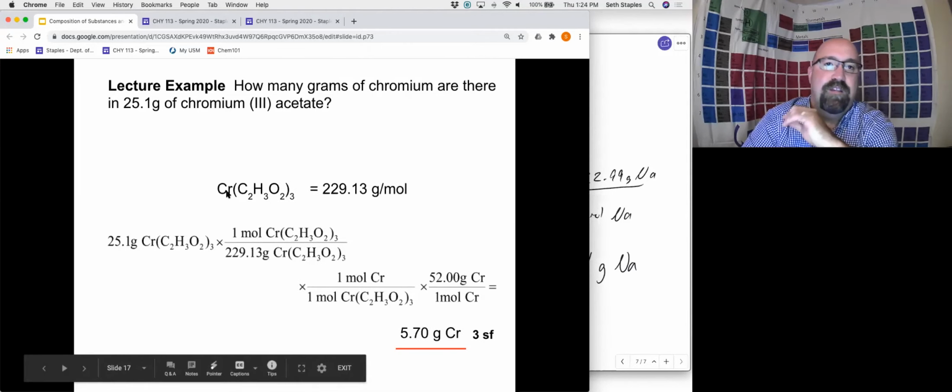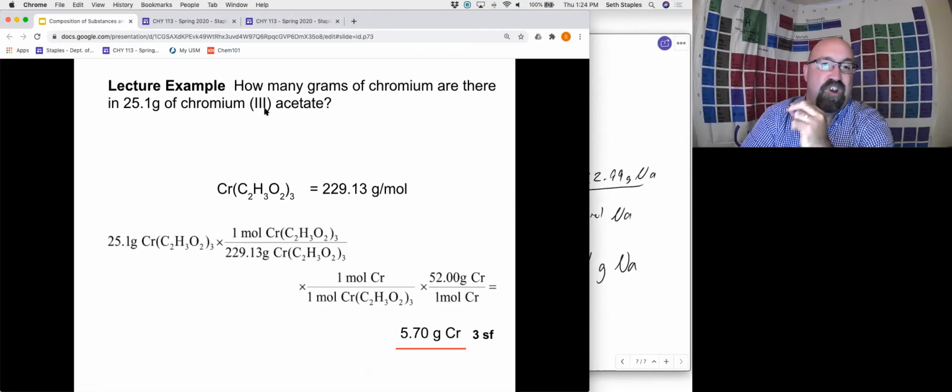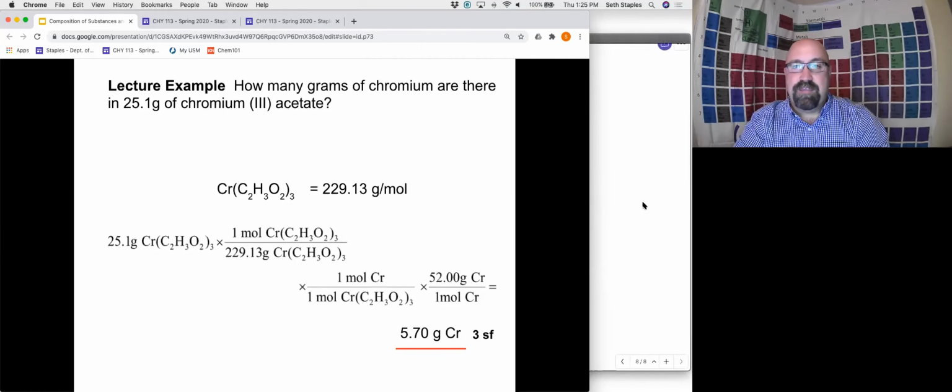Chromium-3 tells us that we're dealing with a chromium with a 3+ charge. Our polyatomic ion acetate, C2H3O2, has a -1 charge. And so we come up with this formula here, which we then use to calculate our atomic mass. So remember, as you're calculating this number, if you did not get this, you might have missed the subscript 3 or done something incorrect there. We'll just take a quick peek at that.